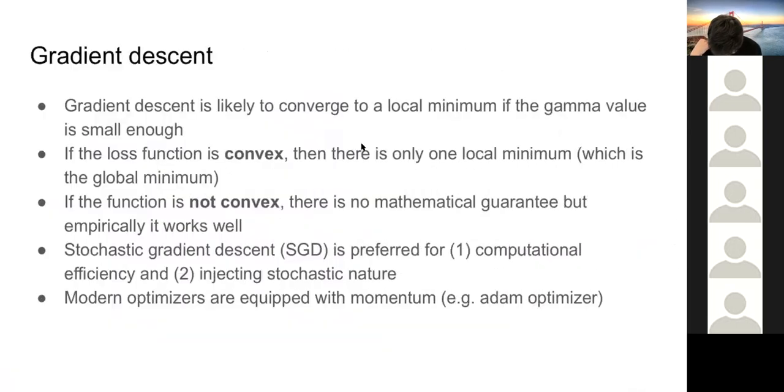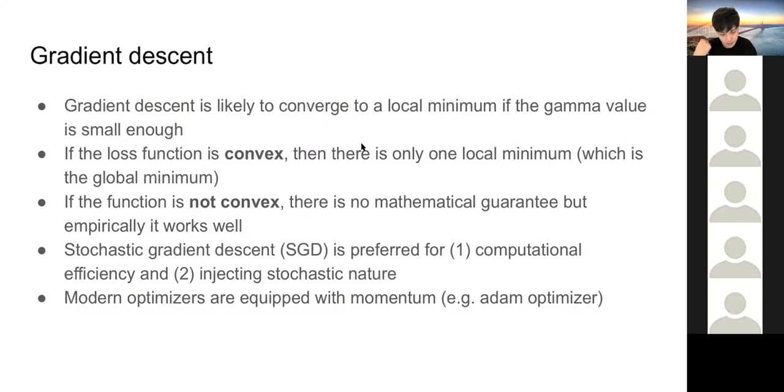So I spent a lot of time talking about gradient descent, which I thought is really important. Hopefully that was helpful for some of you. Maybe not super new for many of you, but now here are the important parts. Gradient descent is likely to converge to a local minimum if the gamma value is small enough. If the loss function is convex, then there is only one local minimum, which is the global minimum, so there's no problem. But if the function is not convex, which is the case for most deep neural networks, then there is no mathematical guarantee, but it implicitly works well.